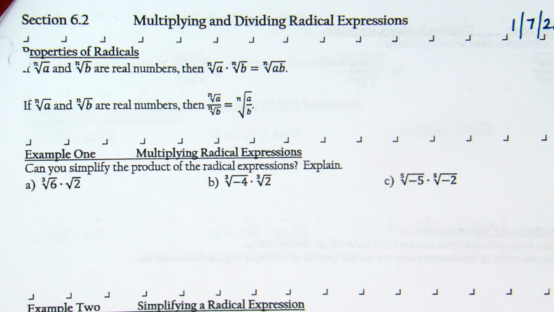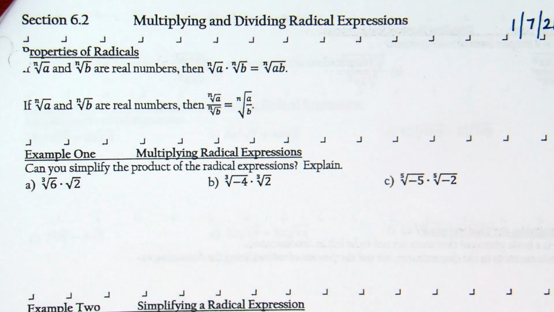Okay, before we get started, properties of radicals. There's two properties up here, and it's basically just helping us to understand when can I multiply and divide radicals and when can't I multiply and divide radicals. And if you look here, the first one, if the nth root of a and the nth root of b are real numbers, then the nth root of a times the nth root of b equals the nth root of ab.